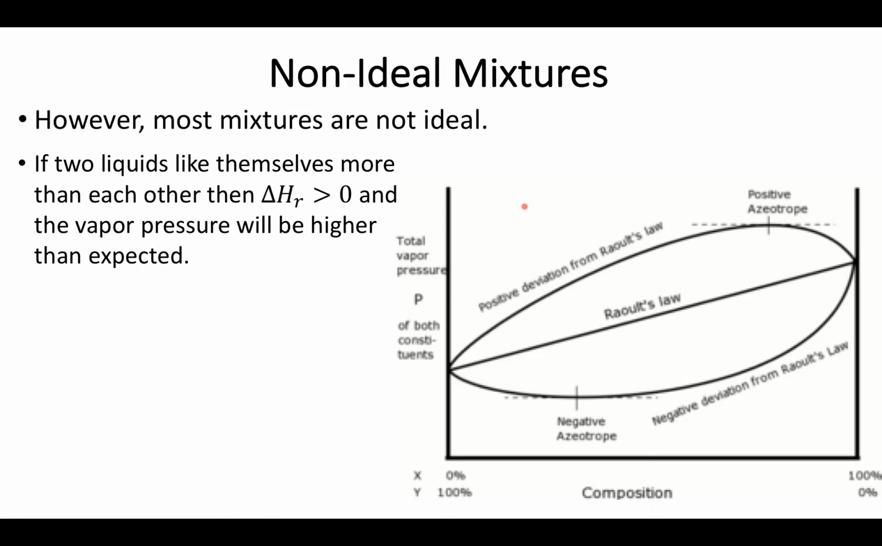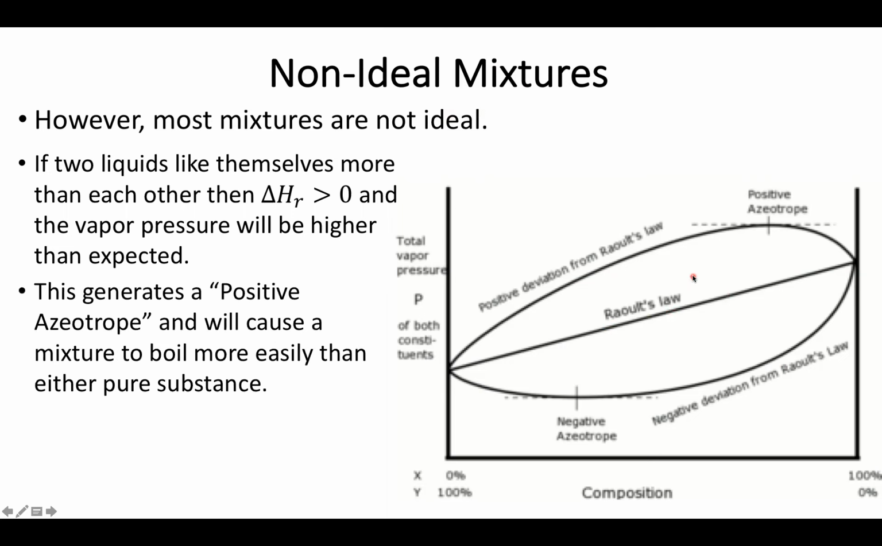Now, it turns out if you have a substance like this, it's going to be a little easier for them to vaporize than you'd expect. So if, say, I'm mixing together water and ethanol, and water would rather hang out on its own than with ethanol, as they get more and more mixed, what we're going to have is a slightly higher vapor pressure. This ends up generating a positive azeotrope. So more or less what this means is it's going to be a little easier for that mixture to boil than either of the pure substances.